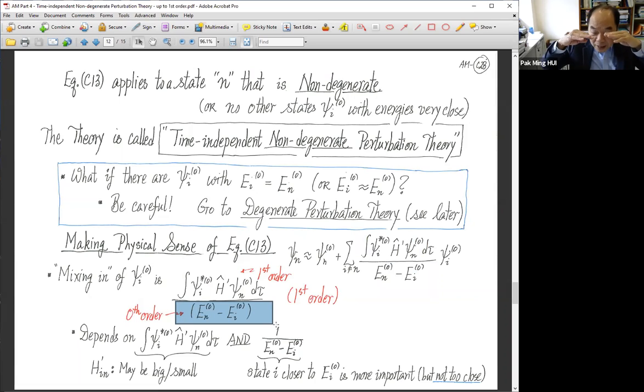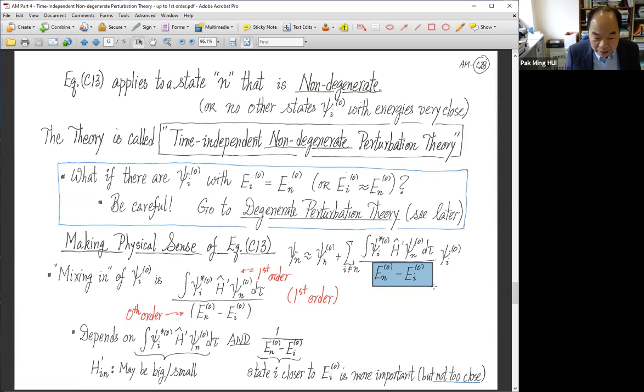When there are states nearby, don't use it, try something else. And that something else is not complicated, it's rather easy, okay? We will develop it a bit later. And now, I have been saying when this is small, be careful, all right? Any physics students will challenge me. What do you mean by small? What do you mean by big?